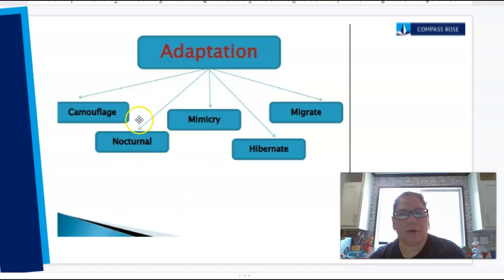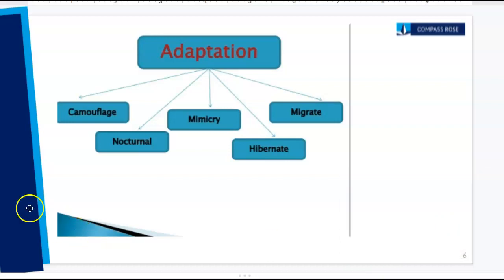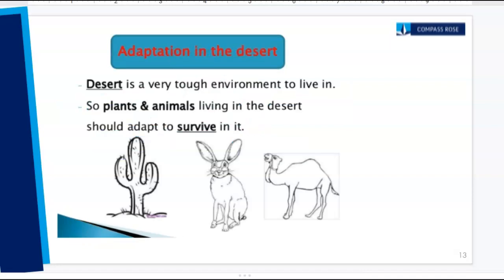So now we're going to be talking about nocturnal, mimicry, hibernation, and migration. And we're also going to be talking about how different areas affect how the animals change or how the plants change. So we will be discussing some of these biomes and some of these habitats where these animals actually live. So we have our desert. We do know that it is very hot and that plants and animals have to change in order to be able to survive in this climate and in this weather.